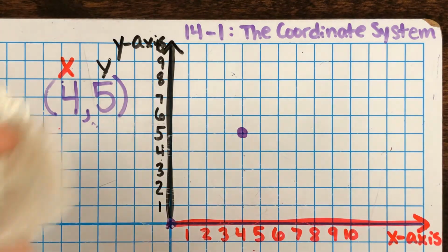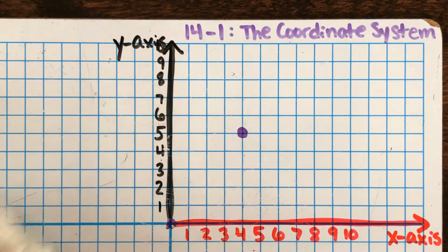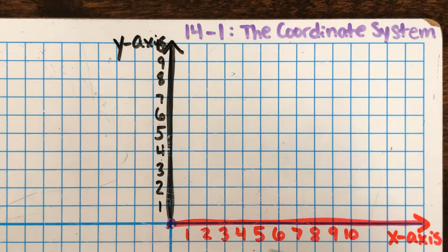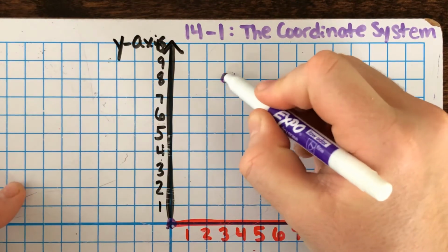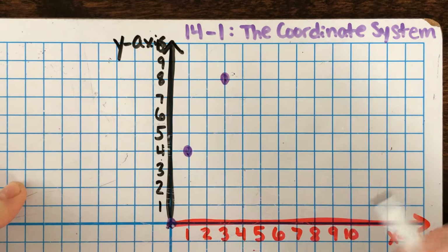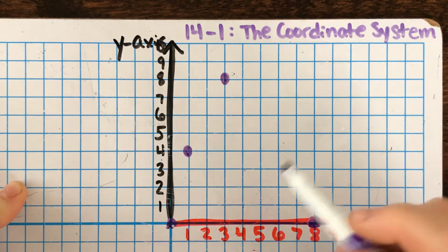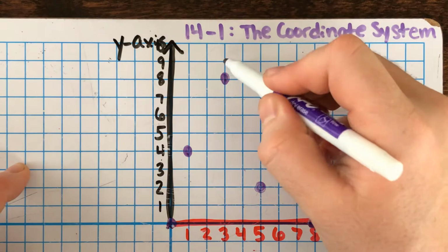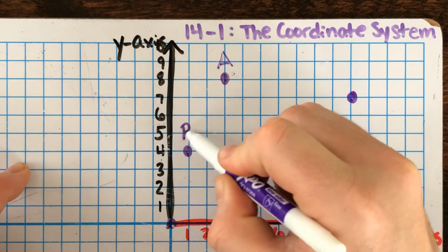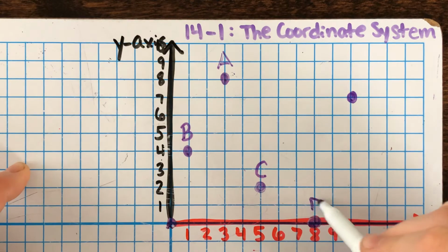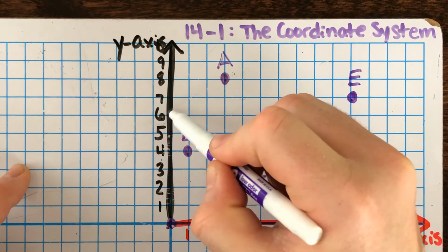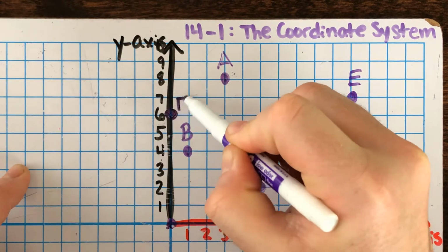All right. Oh, I don't want to erase those too much. All right. So I'm going to put a bunch of dots on this coordinate grid. We'll put a dot here. We'll put a dot there. We'll put a dot there. Put it here. And we'll put it there. And I'm going to label these dots with letters. So this will be A, B, C, D, E, and we'll do one more. We'll go right here. We'll call that F.